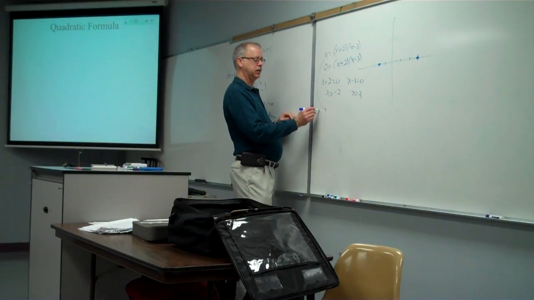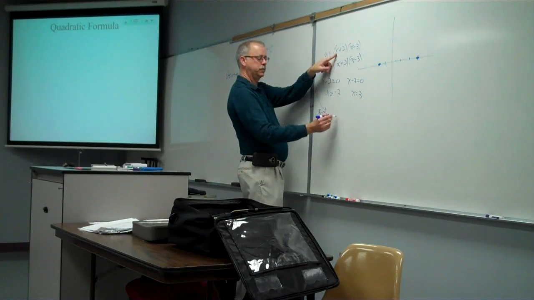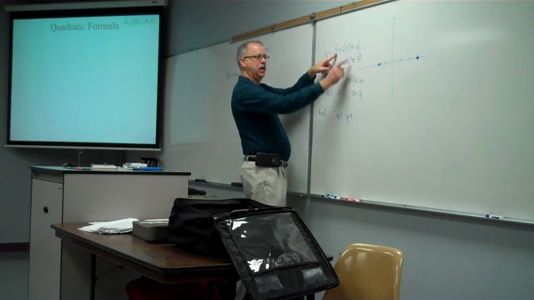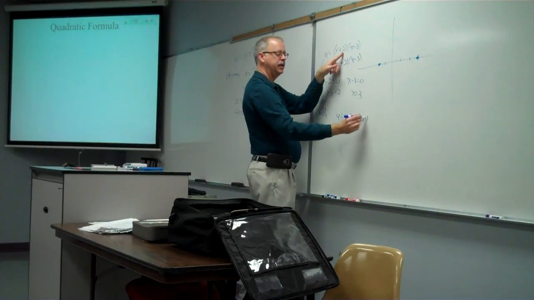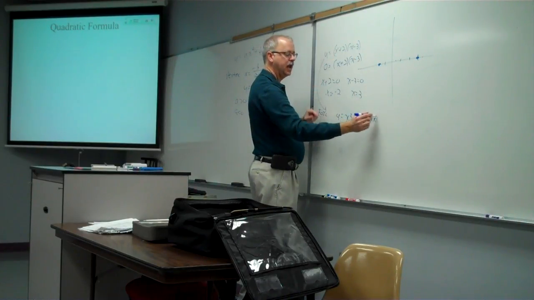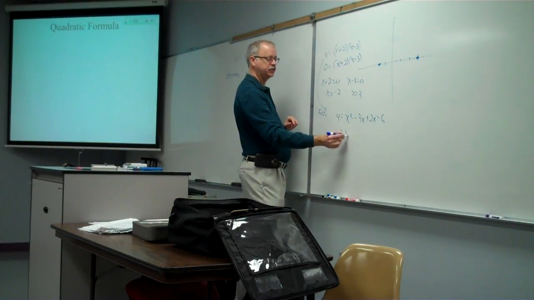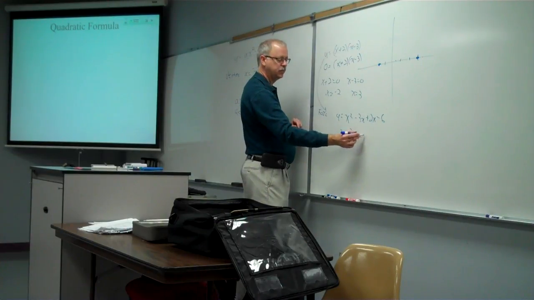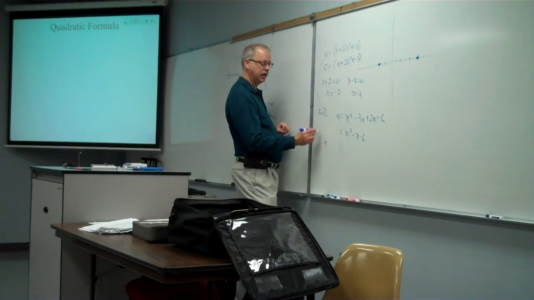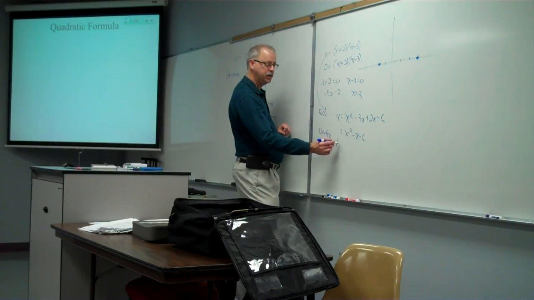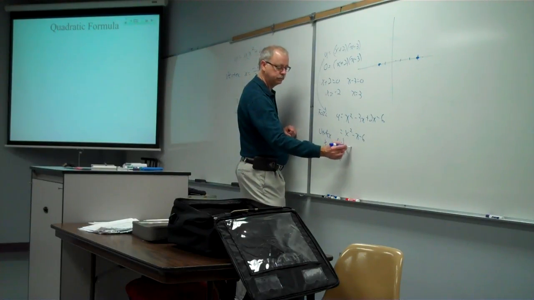So if we use what is sometimes referred to as the FOIL technique, product of the first terms, x squared, outside, inside, and last, we get x squared minus x minus 6. So the x-coordinate of the vertex is at negative b over 2a, which would be 1/2.